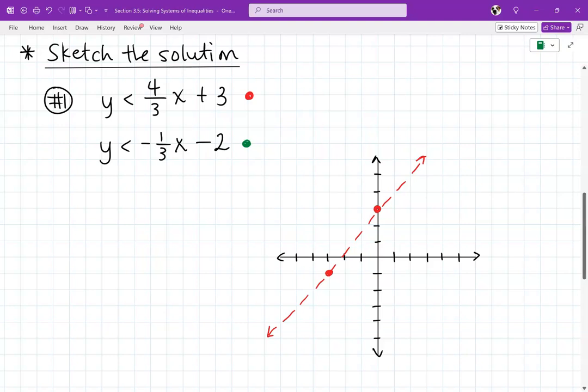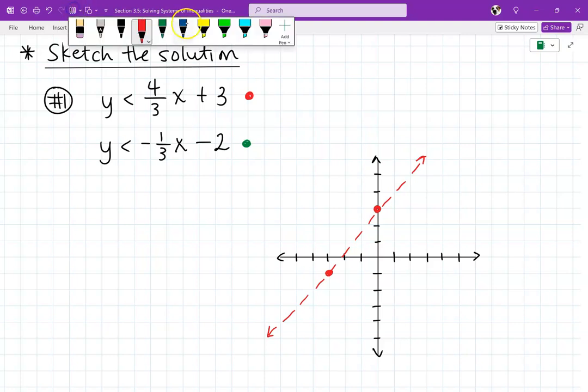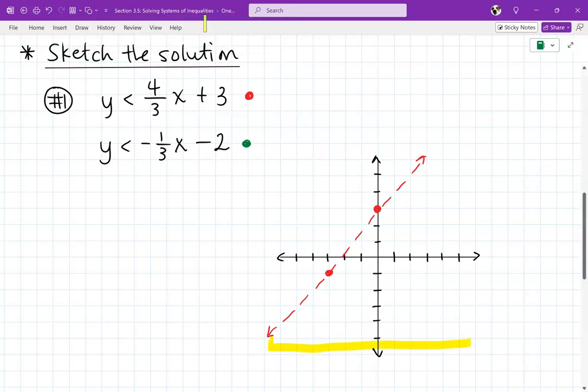Now, it says y is less than. So do I shade above or below if it says less than? Below. So here's my yellow portion. Let me shade that in really quick. A little messy here, but trying to be quick, but I also don't want to be too messy.